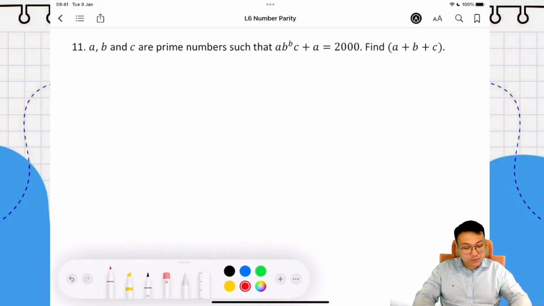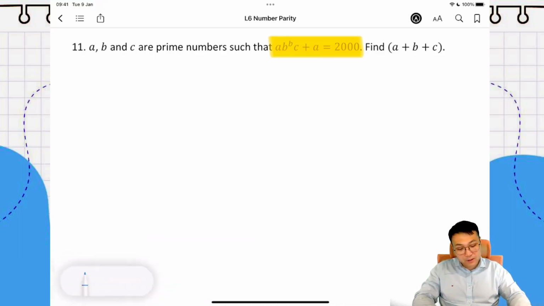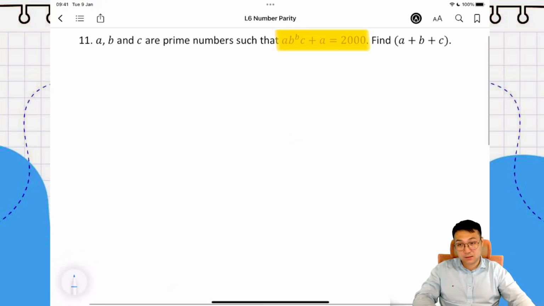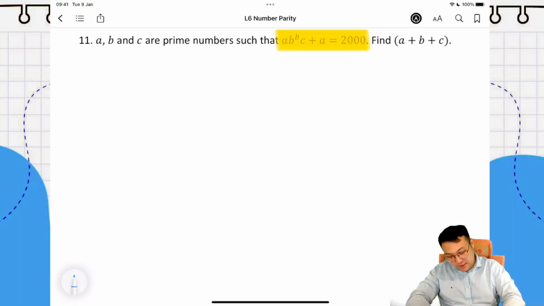They say A, B, C are prime numbers, and they're telling you that A times B to the power of B times C, plus A, equals 2000. They want you to find what is A plus B plus C. Okay, so can I ask for a volunteer? Peter. Hi, Peter. Peter, can you tell me what is the only prime number that is even? 2. Okay, let's write it down.